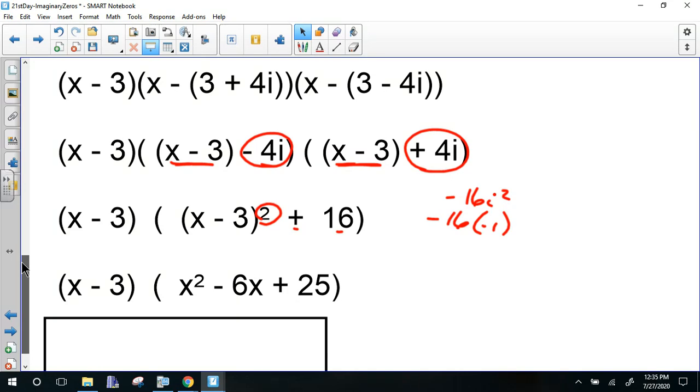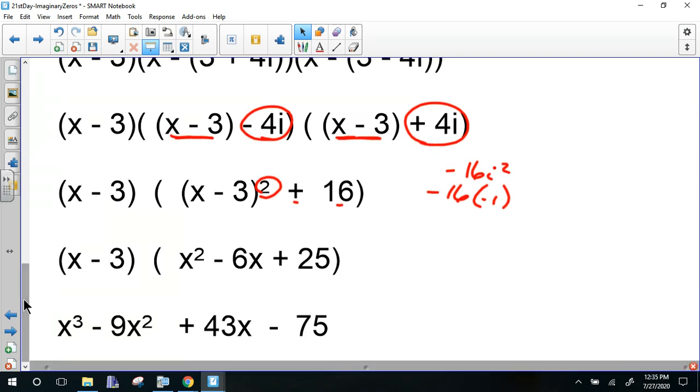So if I multiply x minus 3 all squared and add 16 to it, I get x squared minus 6x plus 25. And if I multiply that by x minus 3, I get that final answer of x cubed minus 9x squared plus 43x minus 75. Again, please pause the video if you need to catch up with any notes.